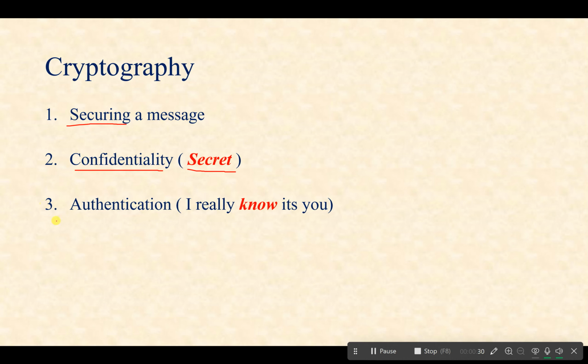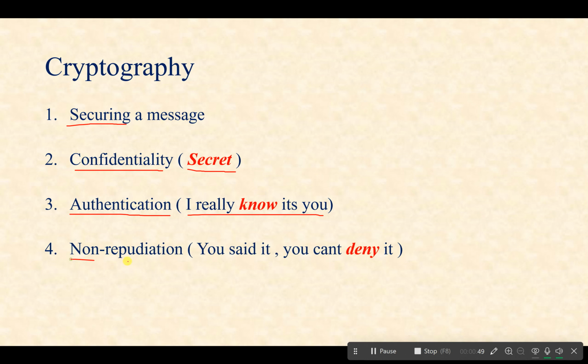Cryptography is also about authenticating the person before sending the message. Only the authorized person should be able to view the message. Authentication, in other words, means we authenticate the user by using the password, username, or any other biometric.